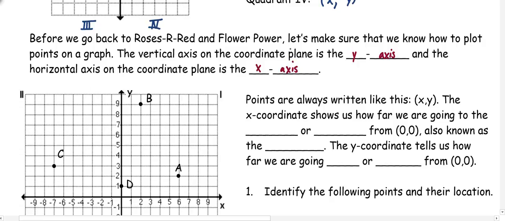The x-coordinate shows us how far to the right or to the left we go from 0, 0, which is known as the origin. The y-coordinate tells us how far we go up or down from 0, 0.